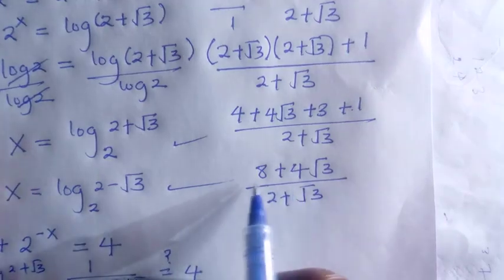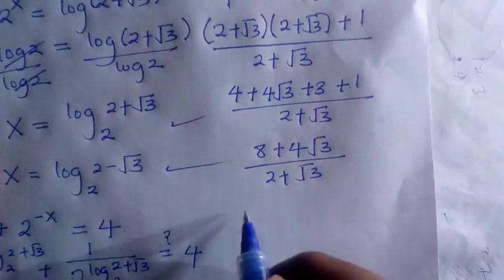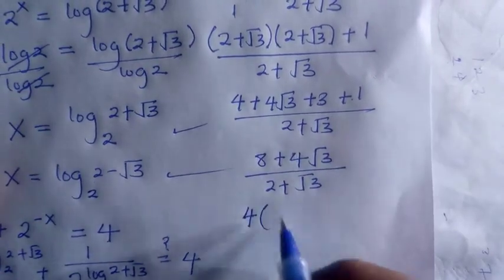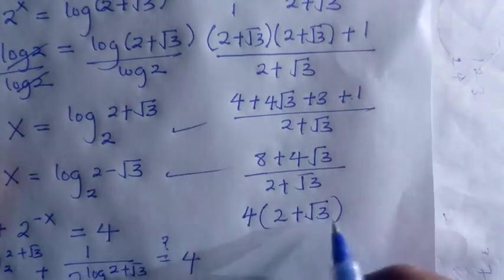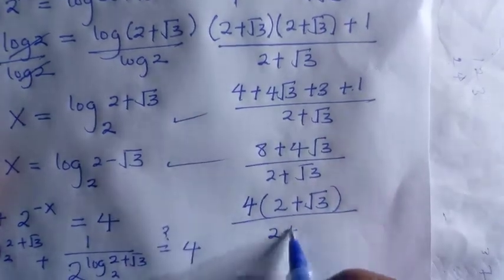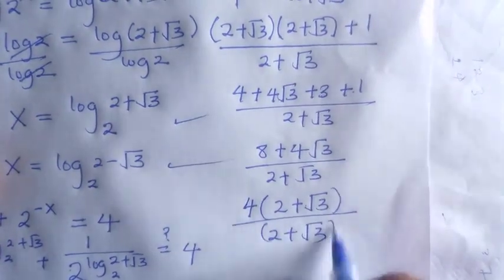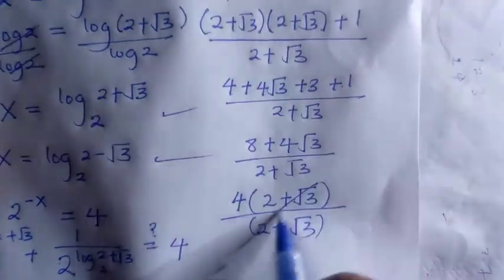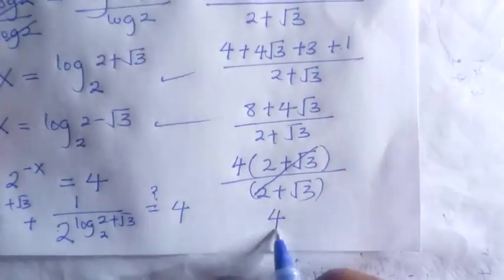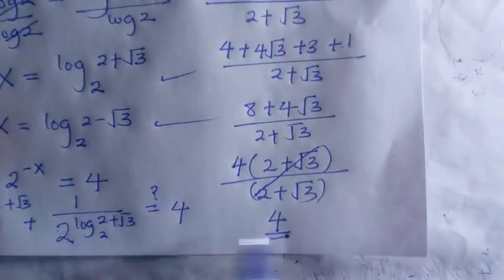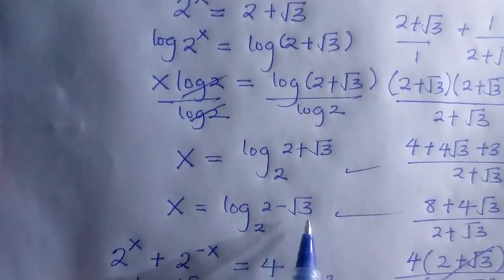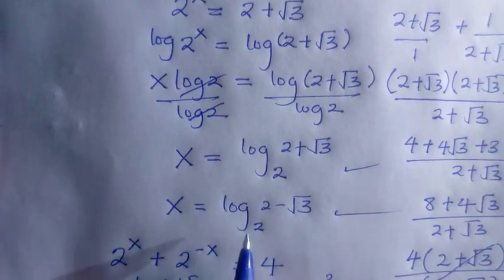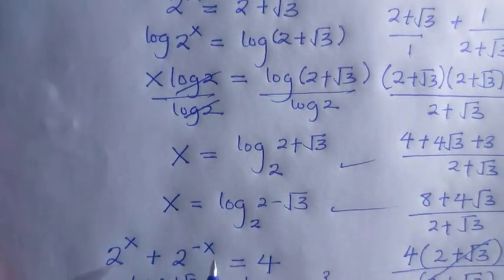Here we factor out 4. When we factor out 4, we are left with 2 plus root 3 divided by 2 plus root 3, and 2 plus root 3 cancels. It means that the solution is 4. That is, the left hand side equals the right hand side. We can also check the other part, which is log of 2 minus root 3 base 2, and it is still going to be equal. So you can check that and drop the answer in the comment box.